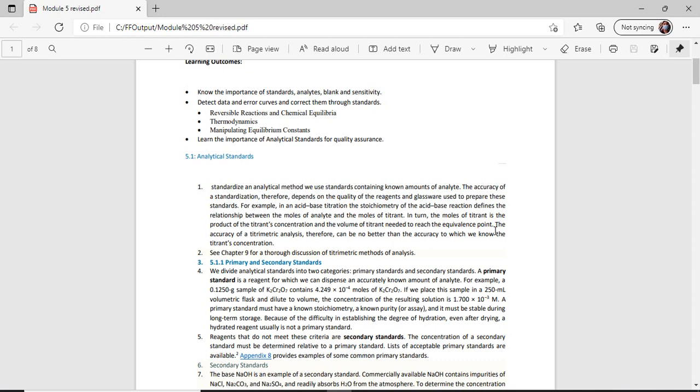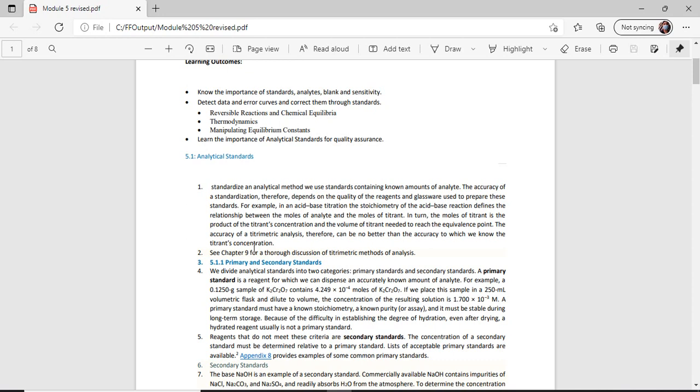Okay, the accuracy of your titrimetric analysis therefore can be no better than the accuracy to which we know the titrant's concentration. In chapter 9, you will be discussing titration as a further topic, although not in full detail because we have already summarized it.